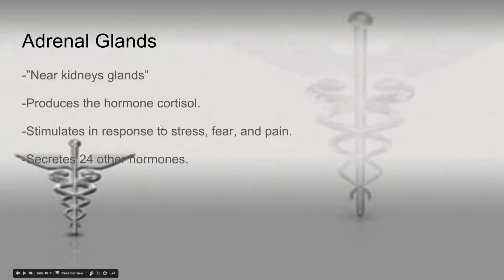The next gland is the adrenal glands, located near the kidneys. Adrenal translates to near the kidney. It is often stimulated in situations of fear, pain, and stress. In times of stress, the cells from the adrenal medulla can stimulate the cells of the adrenal cortex to secrete the hormone cortisol. And it also secretes 24 other hormones, but I'm not going to name them all.